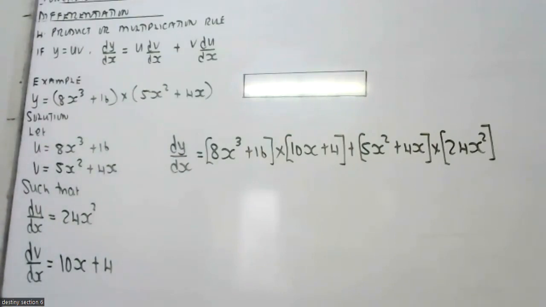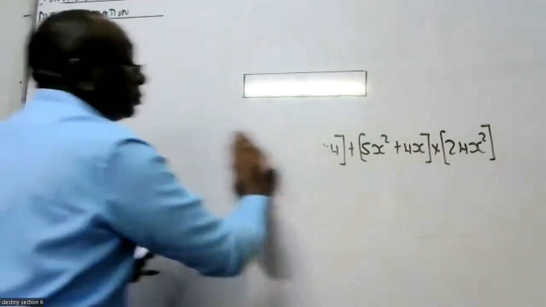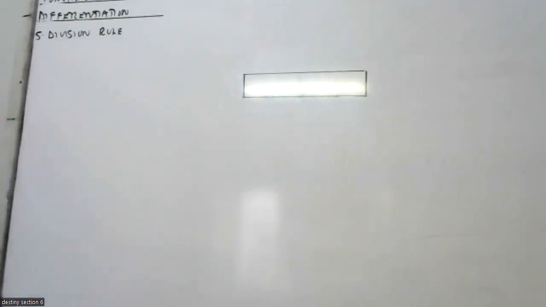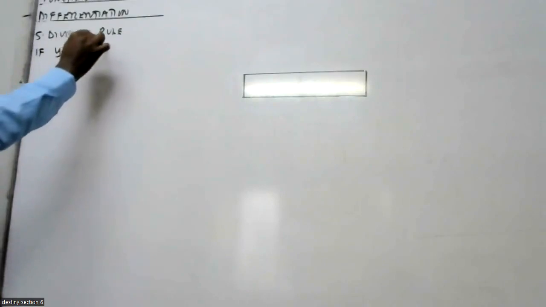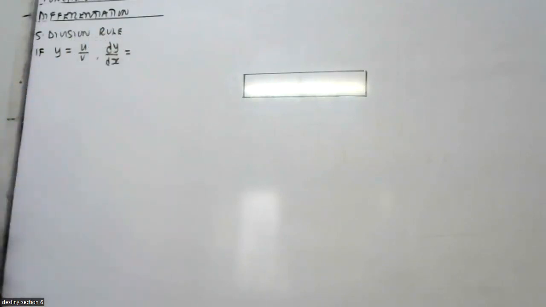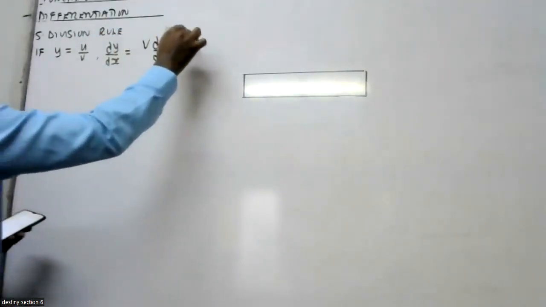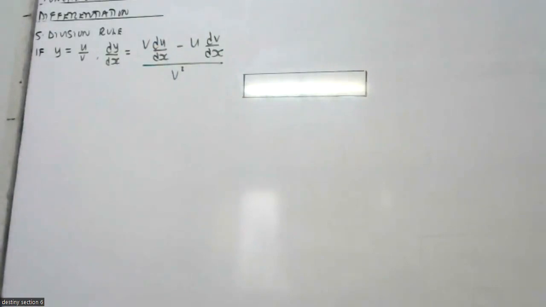Let's now handle the division rule. So in the division rule, we normally say if y equals u out of v, dy/dx is equal to v du/dx minus u dv/dx, divided by v squared.